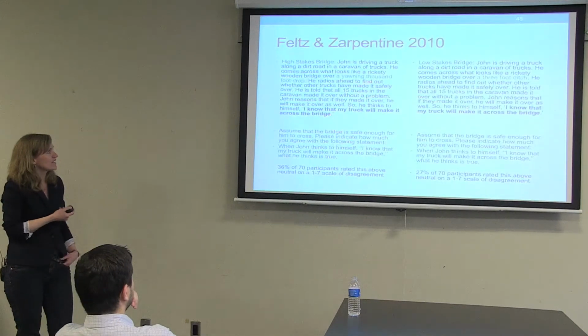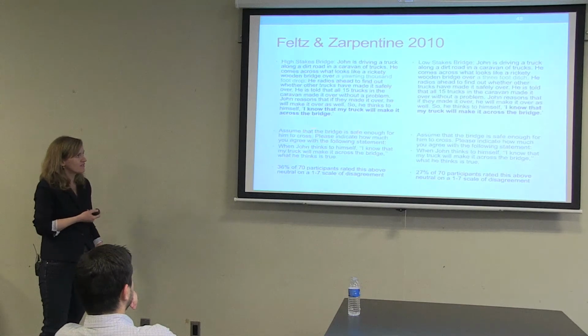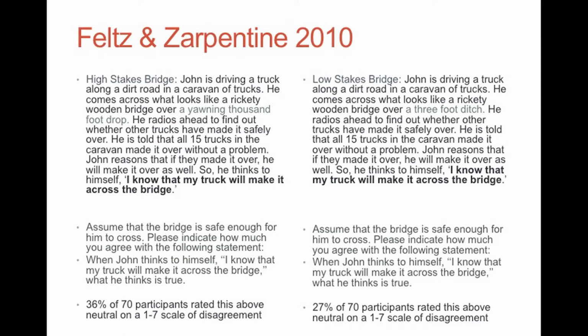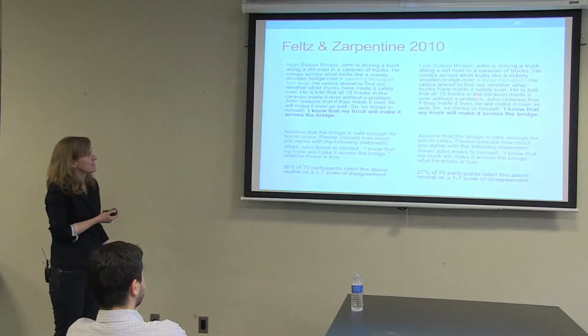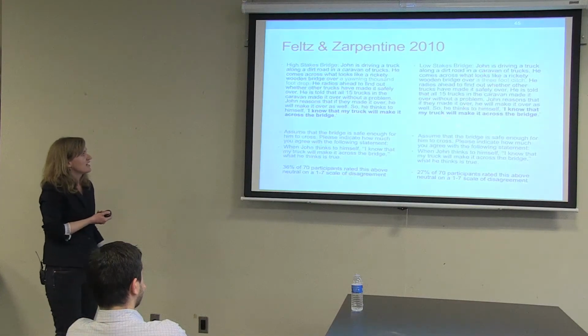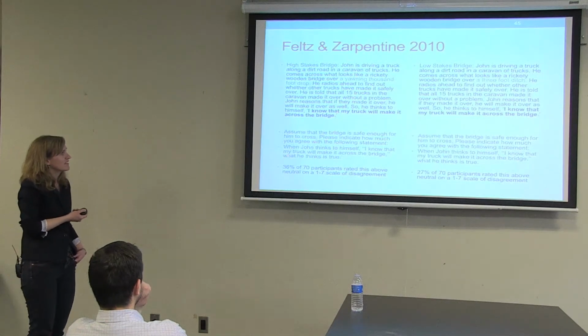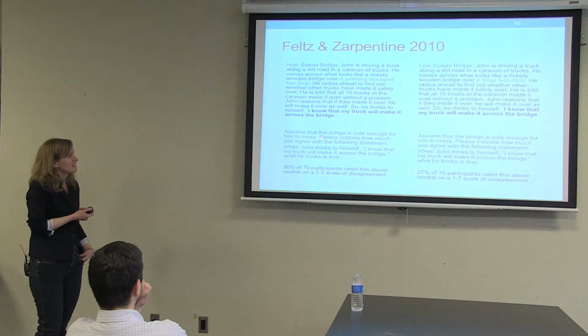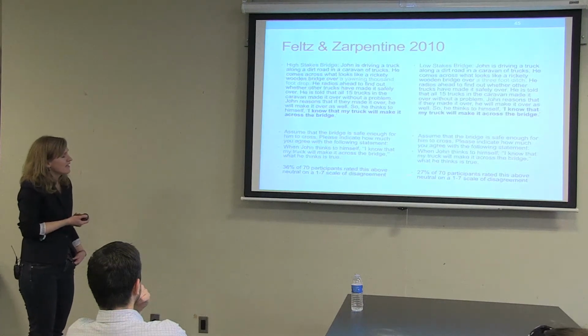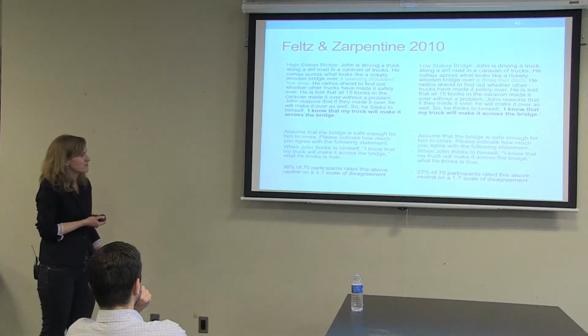You can actually also get other effects. So Feltz and Zarpentine, I think, have another effect going on here, which is there's a little bit of a confusion. Actually, here again, you see. This is a low stakes case. Somebody's about to. Oh, sorry. I put high and low on the wrong side. This is a low stakes case over here. Somebody's about to drive over a little ditch. This is a very high stakes case. Someone's going to drive over a canyon, and again, the scale's inverted, so that's kind of confusing.